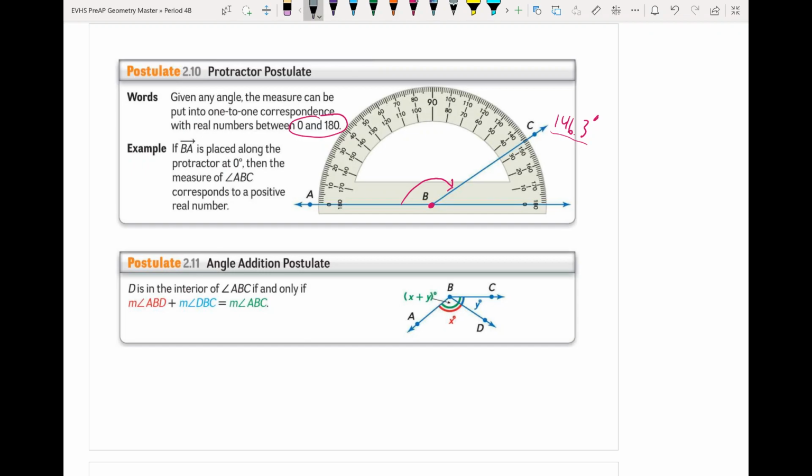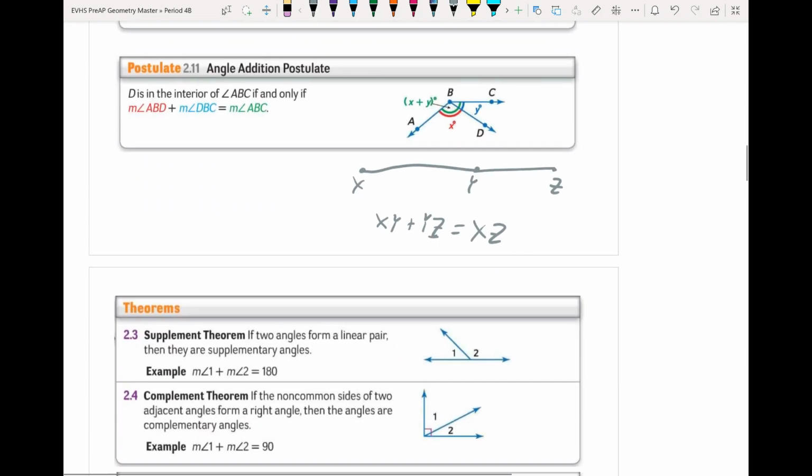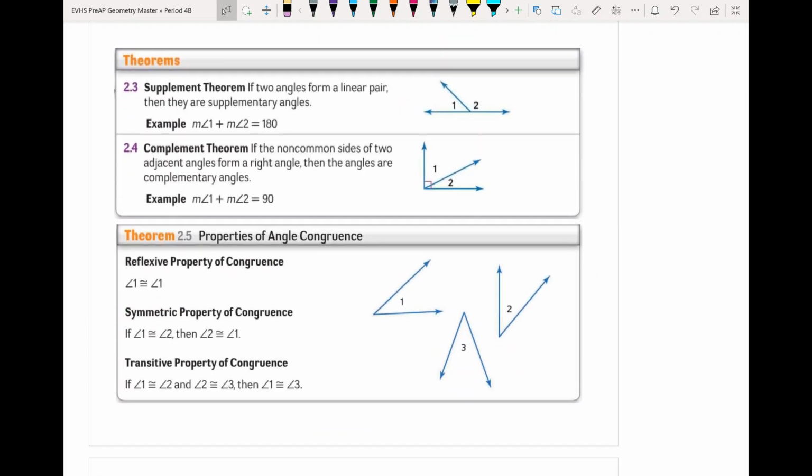Now, remember that the segment addition postulate said that if you have, and I'll use different letters here, X, Y, and Z, that the distance from X to Y, this first distance on the left, plus the distance from Y to Z, the right-hand distance, add those together, and I get the full distance from X to Z. The angle addition postulate is the exact same thing. If I add the first angle plus the second angle, I get the greater angle. That's all that it's saying. Very similar to the segment addition postulate. Now, a couple more that we need to worry about here.